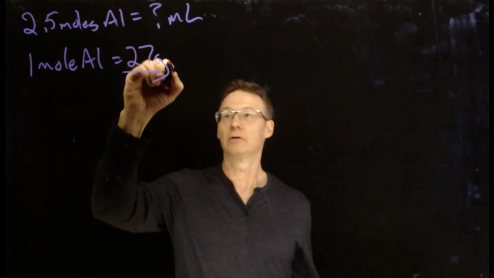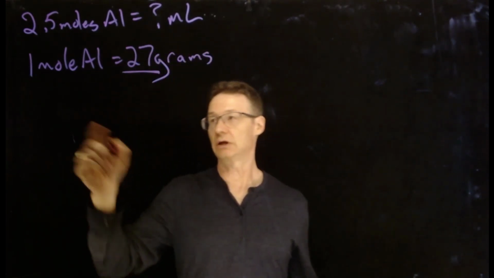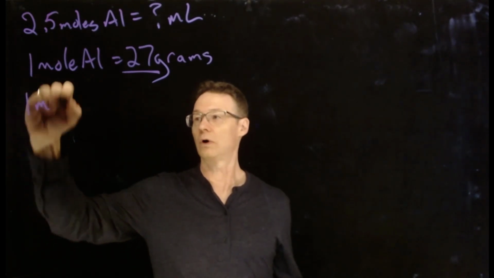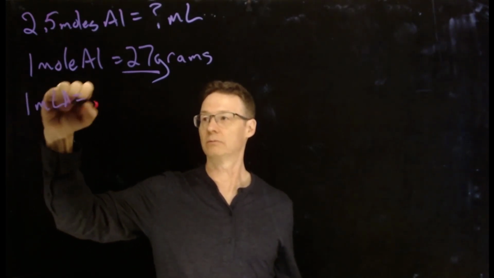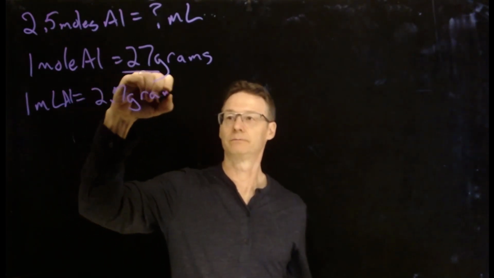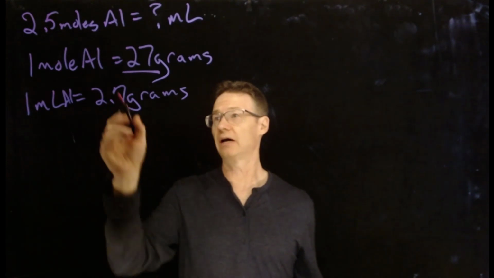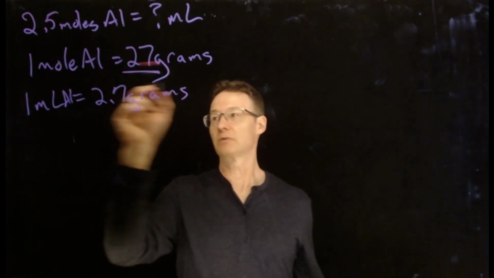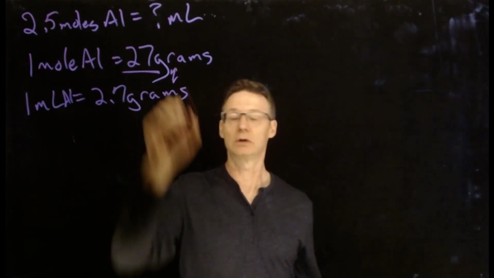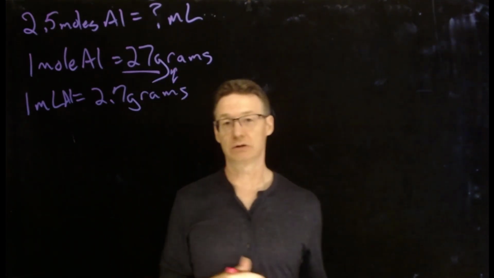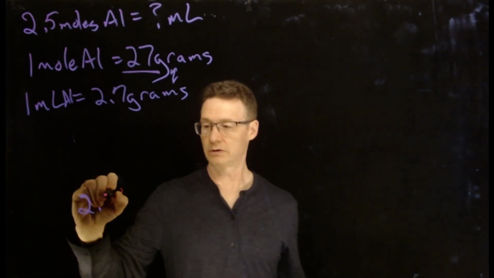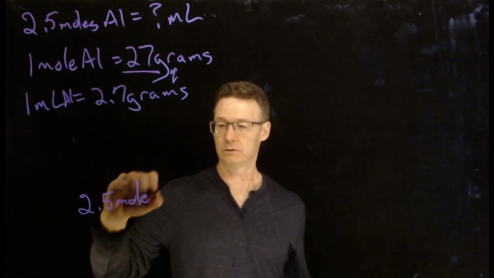So we have grams here, and then 1 milliliter of aluminum equals 2.7 grams. So I have a unit of grams with moles and a unit of grams with milliliters. So now I can use the unit of grams as the bridge between these 2 units by doing a 2-step conversion. We'll start with our 2.5 moles.